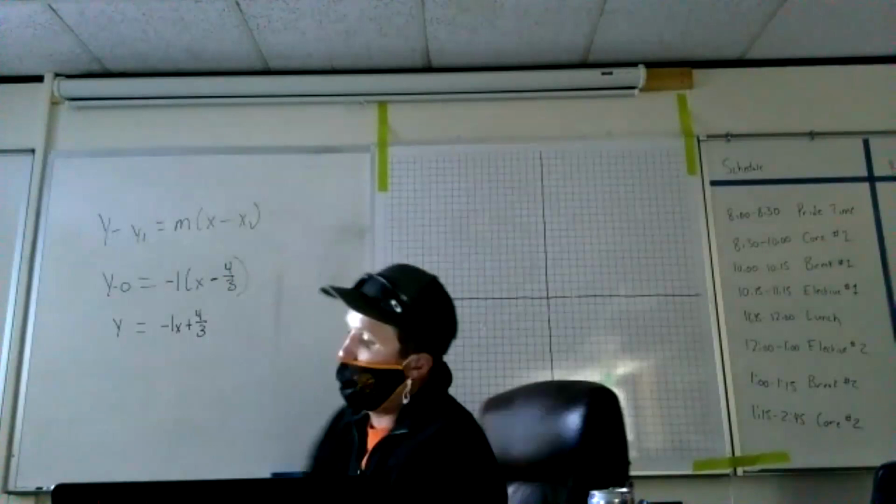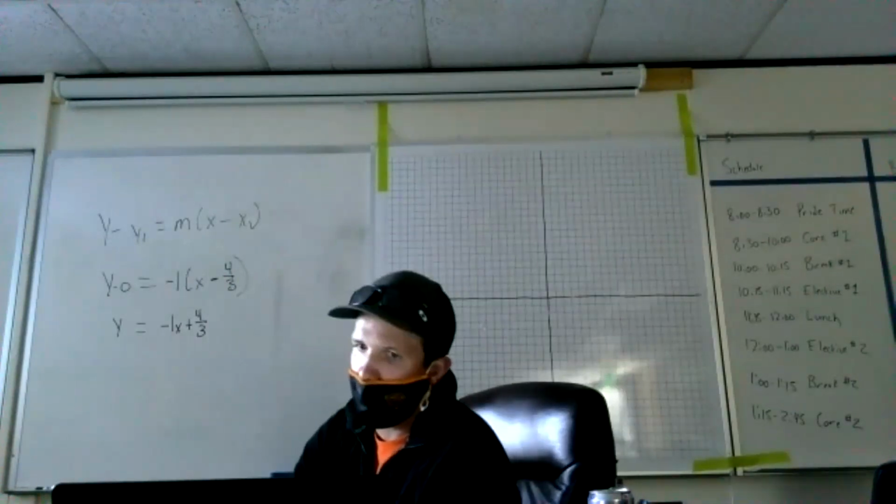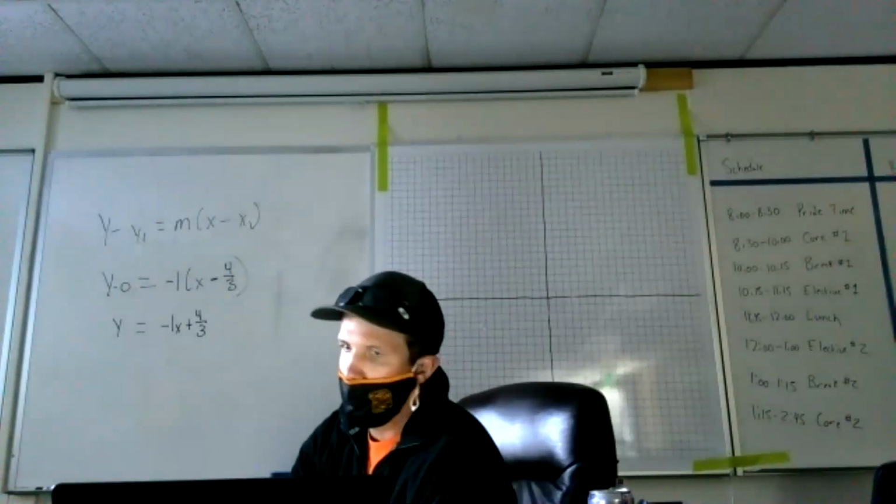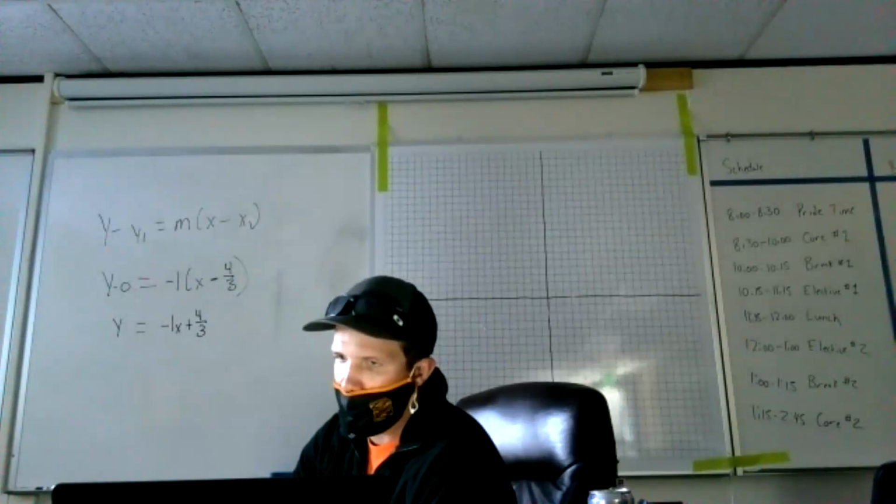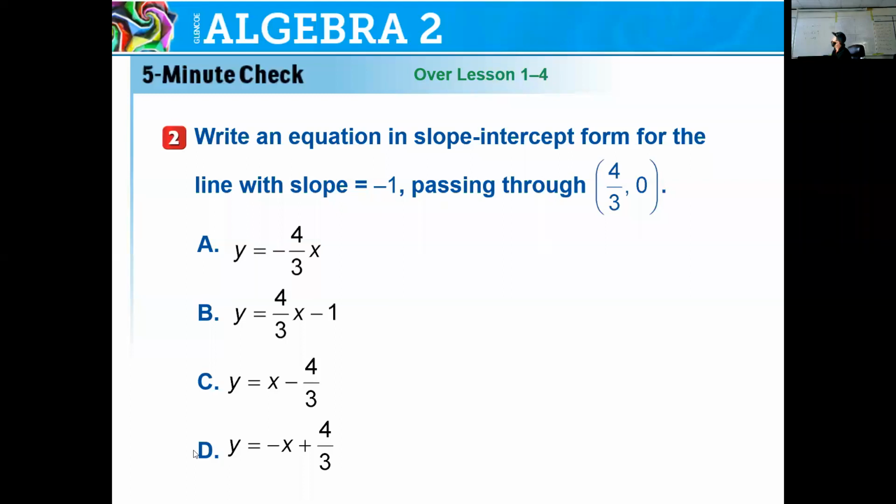And another thing that we could have done is if you just analyze the equations that we have, there's only one equation that has a -1 as a slope, and that is answer D. So you can answer this question without having to go through all of that work.